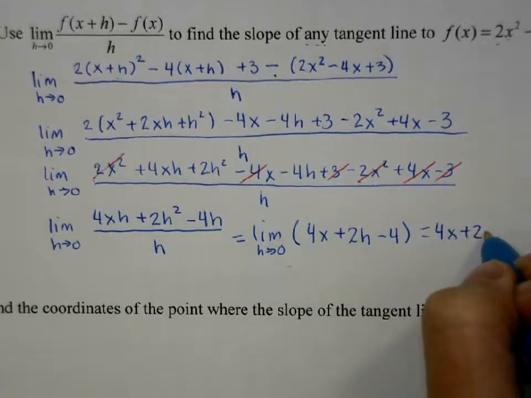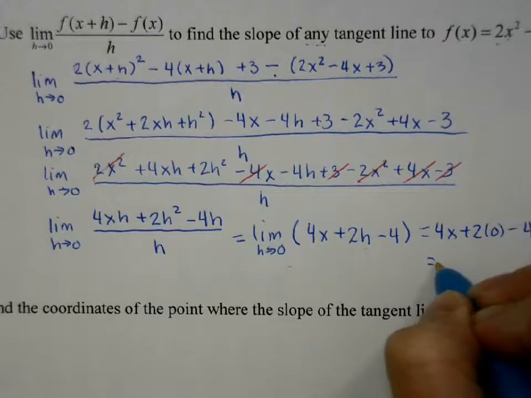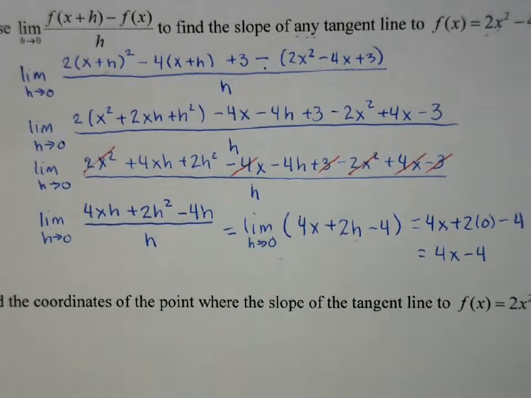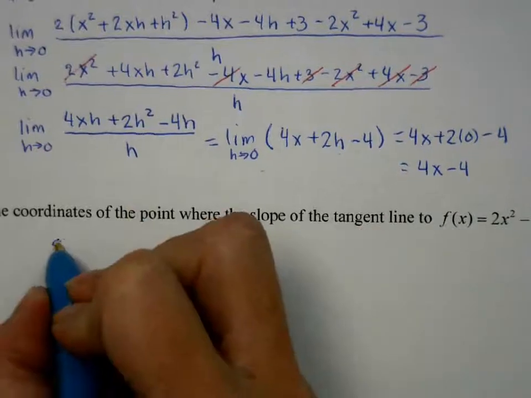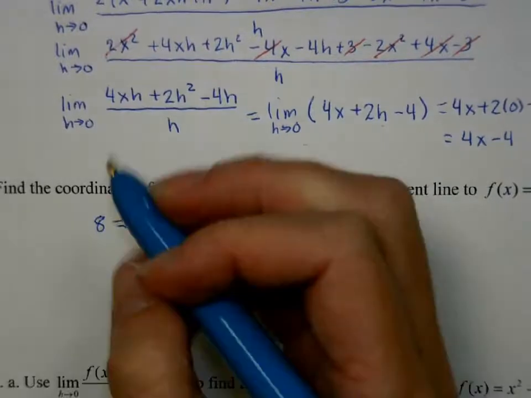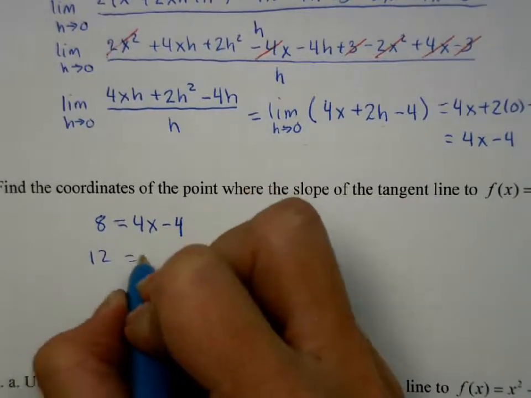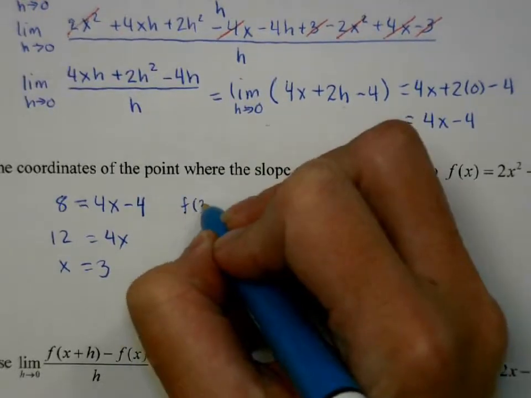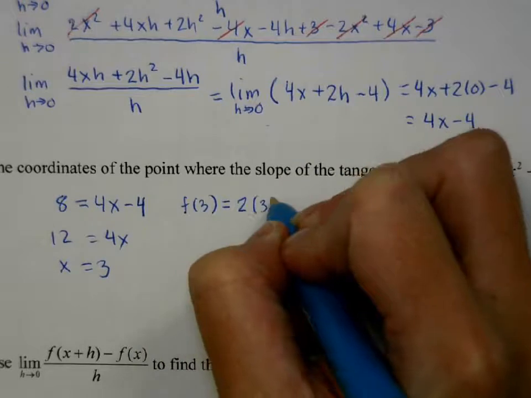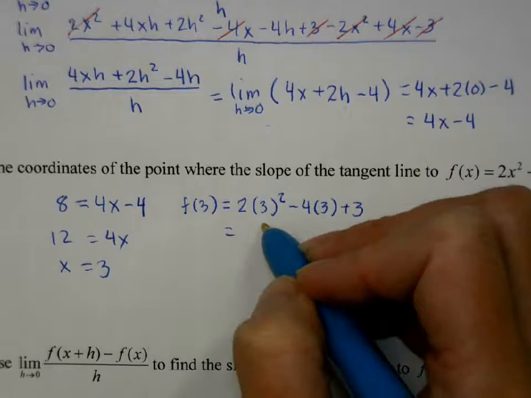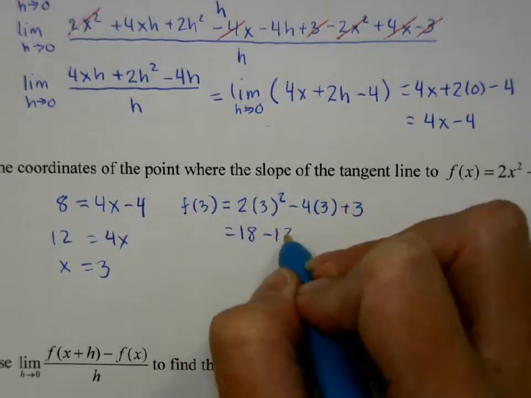So if we want to know where the slope is 8, I just set 8 equal to that equation. So 12 equals 4x, so x equals 3. F of 3 is going to be 2 times 3 squared minus 4 times 3 plus 3. So 9 times 2 is 18 minus 12 plus 3. 6 plus 3 is 9. So my coordinates are 3, 9. All right, we're going to do one more of these.